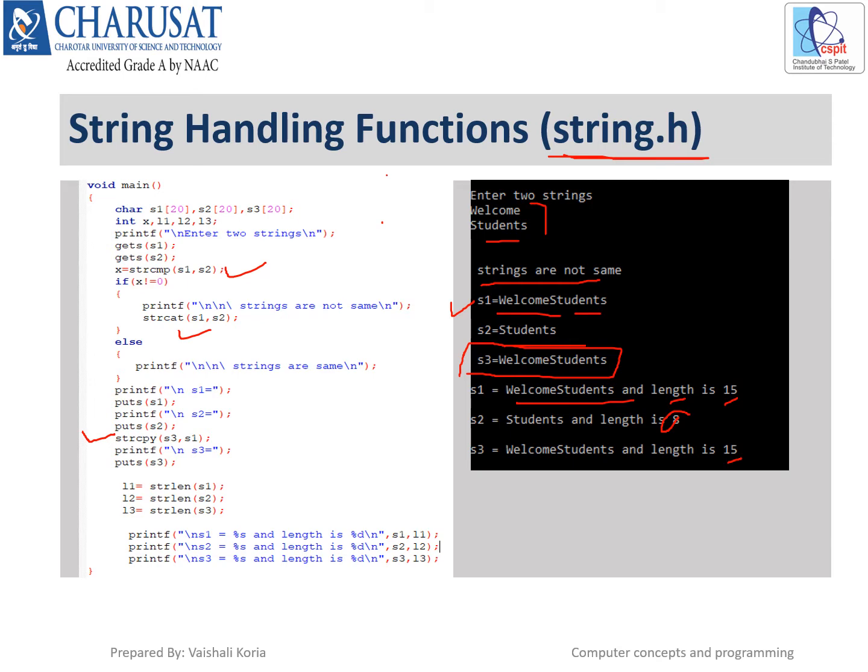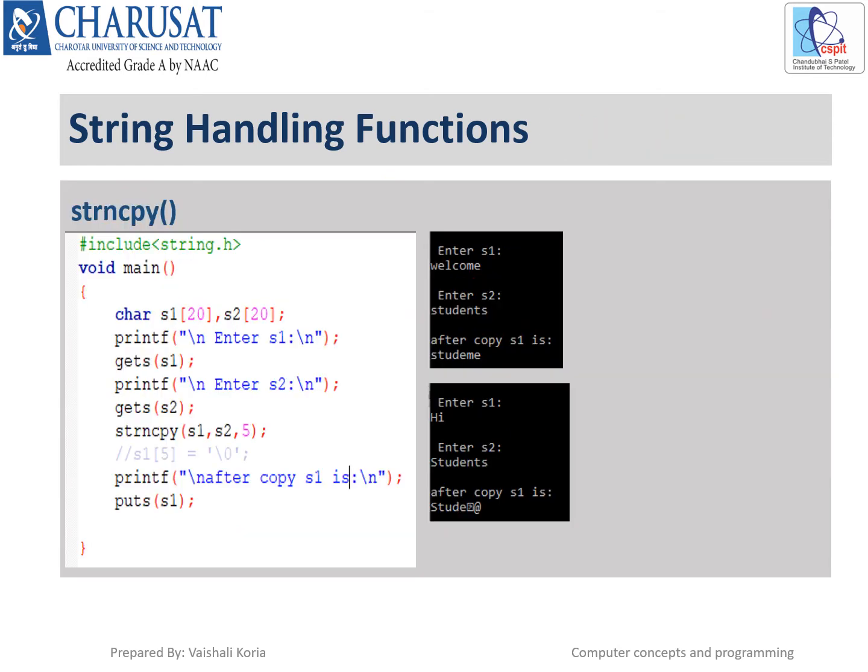Okay, then the fourth function is strlen, to find out the length of the string which is given as an argument, and it will return the integer value. Okay, so the next function is strncpy. This function will copy the n characters of the second argument to the first argument string.